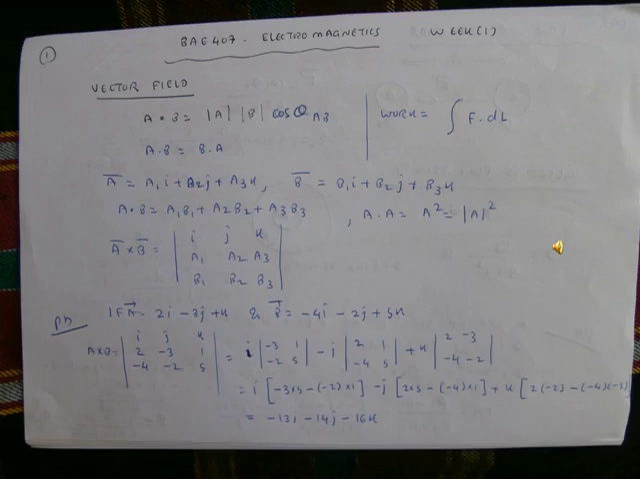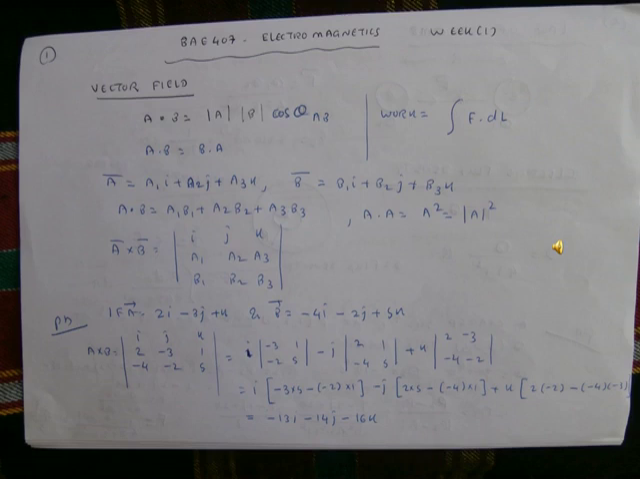Today let's say it's BAE407 electromagnetics. So firstly we will talk about the vector. Vector means the quantity and also the direction. So the A vector and B vector, we do the dot product. So A dot B equal to A magnitude multiply B magnitude multiply cos theta AB. Cos theta AB means the angle between the vector A and vector B.